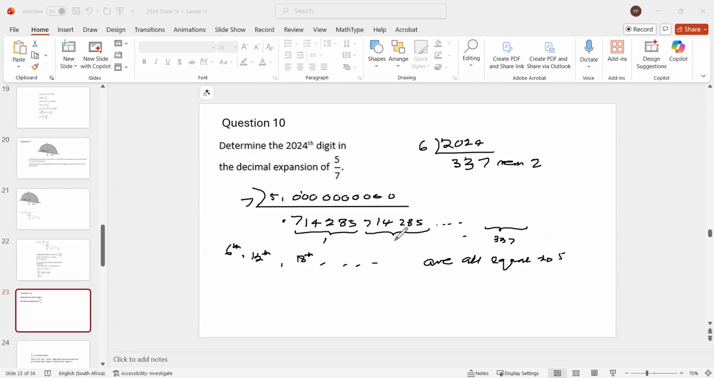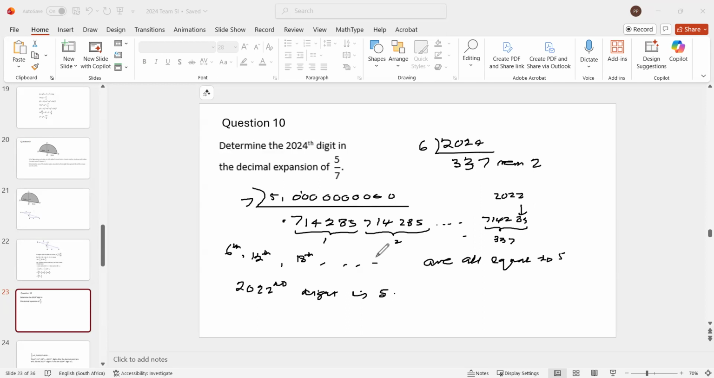the first grouping, the second grouping, you got 714285. And then remainder 2. So you got this position here is 337 times 6, which is 2022. Right? This is the remainder 2. So when you take away 2, you'll get 6 times 337. So you know that the 2022nd digit is 5.